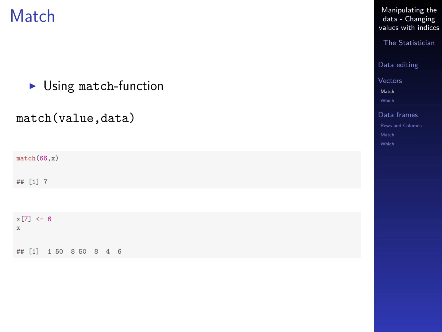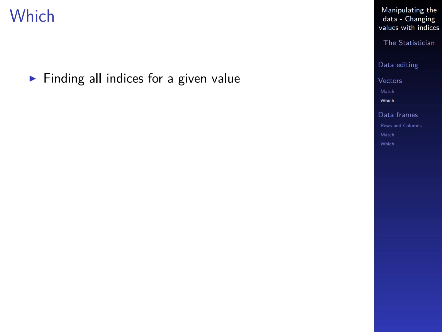But unfortunately match function only returns the first index. So what if we have multiple values that need to be changed? We can use which function, and it works like this. First we determine the data, so in this case it's x, and then we use in and then the value.